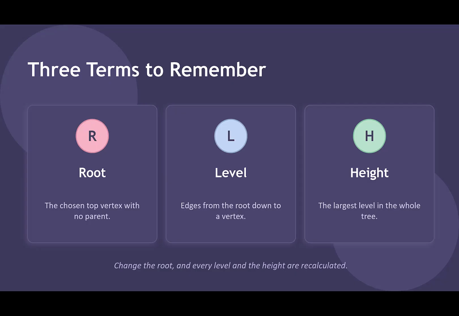As a wrap-up, there are 3 terms to remember. The root is the chosen top vertex with no parent, meaning nothing comes before it. The level represents the number of edges from the root down to the vertex. And then the height is the largest level in the whole tree. And remember, if you change the root, the level and the height have to be recalculated.